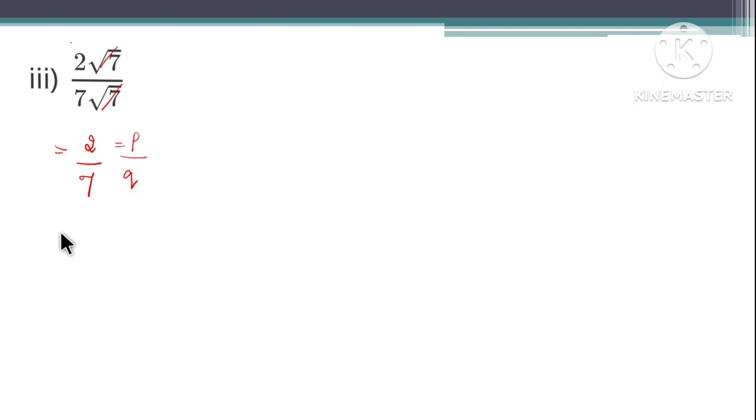A number which we can write in the form of p by q, where p and q are integers, is called a rational number. So this answer is rational. Here we may have irrational numbers, but the same irrational number we are having in both, so we are dividing that. After dividing, the irrational number will go. Then only we are remaining with rational numbers. Now let's see the next question.